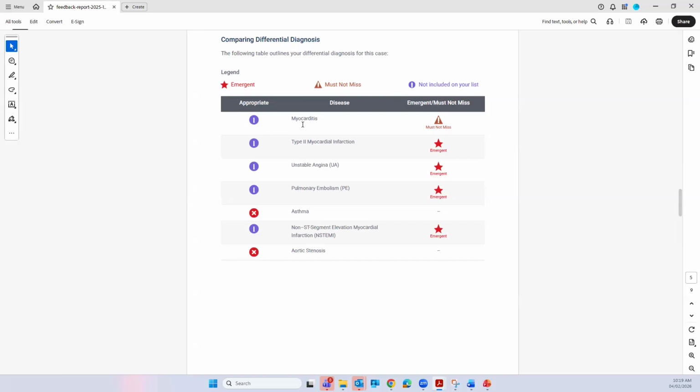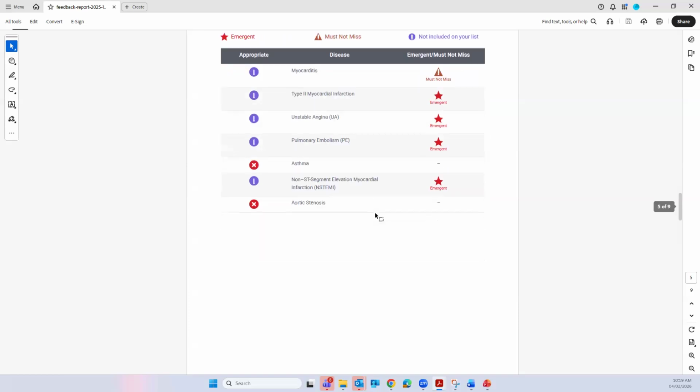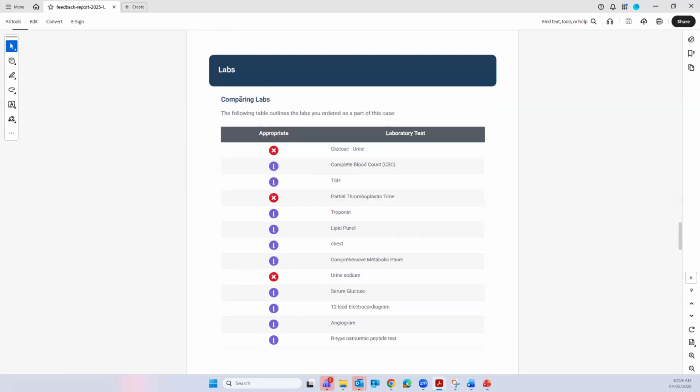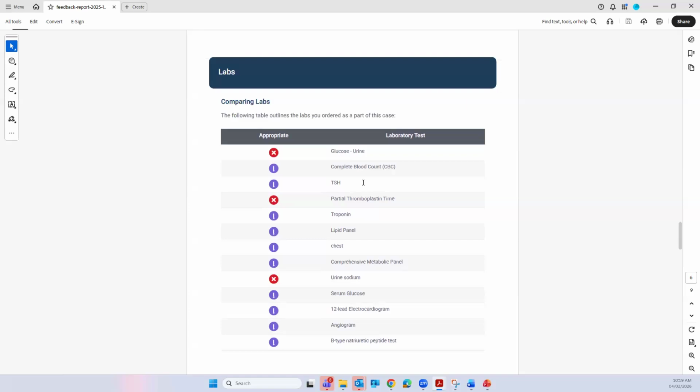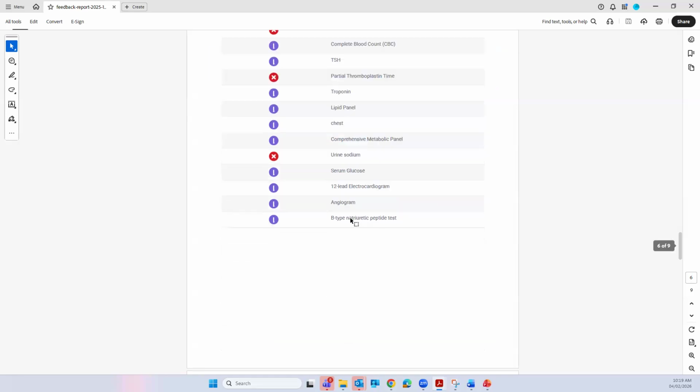So for example, myocarditis, it's a must not miss. The labs that I've ordered, were they appropriate or inappropriate? Like, why did I order glucose in urine when I'm looking at a patient with chest pain? Whereas, for example, things like troponin were definitely appropriate to order.